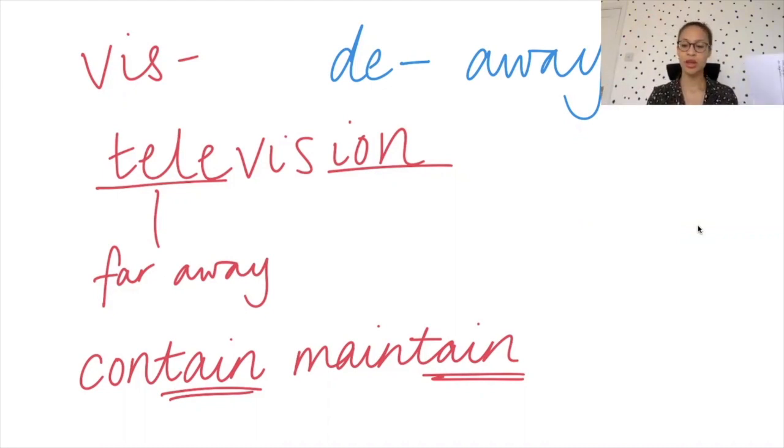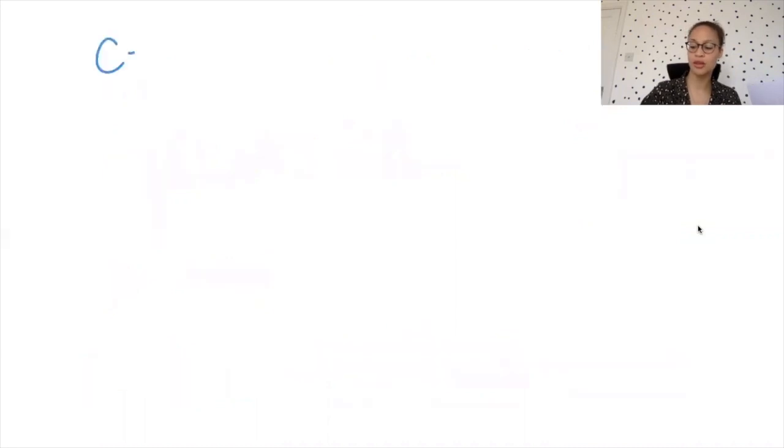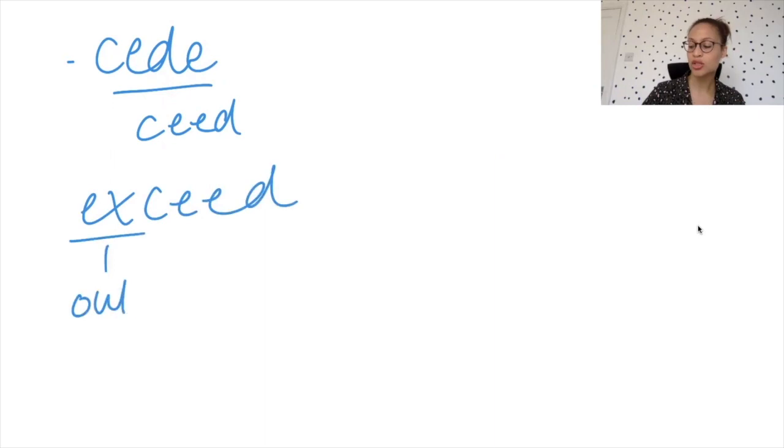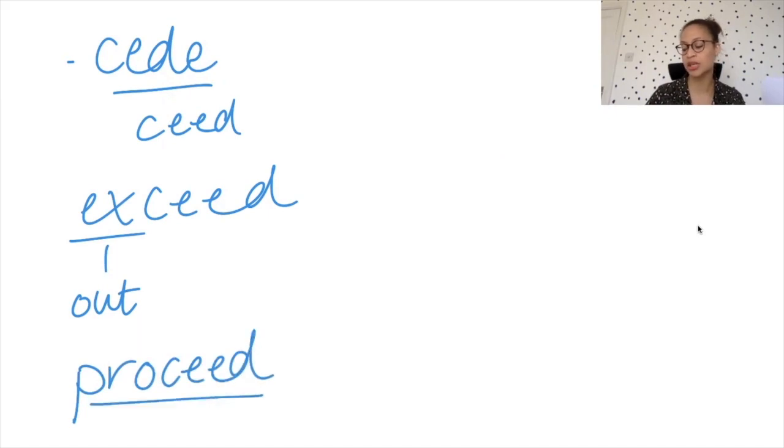Seed. Anyone know what seed means? That root there. Go, yes, well done. Often when we have a word that has seed in it, we often spell it C-E-E-D, but it means the same thing. So you could have exceed. X means out. So if you exceed expectations, you go out of people's expectations. Yes, and sometimes you can have proceed, but it's spelt double E-D for proceed.